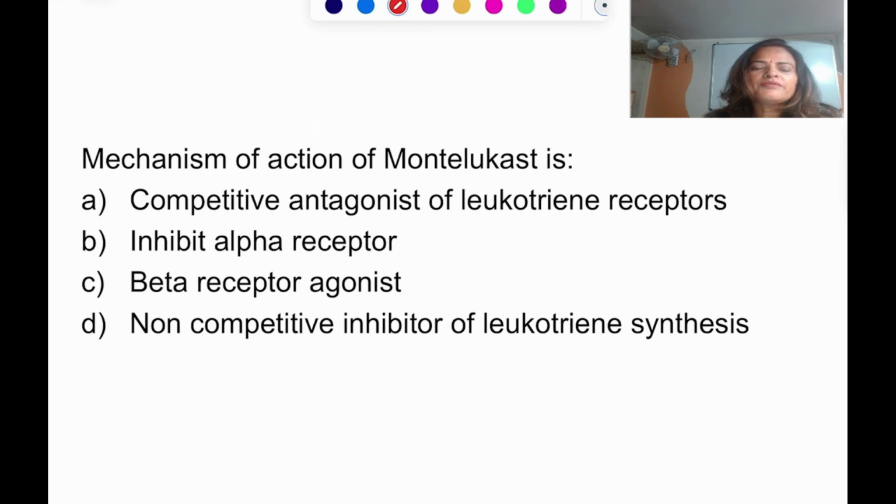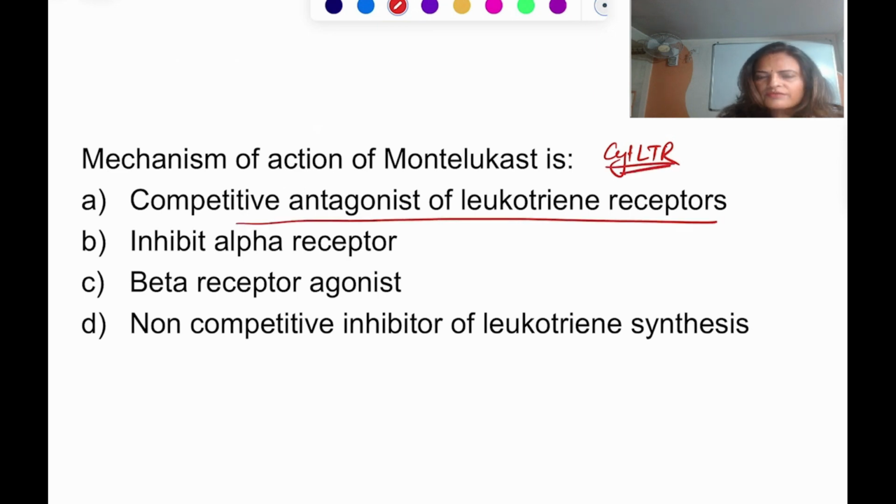Now the mechanism of action of montelukast. Montelukast, zafirlukast, pranlukast are cysteinyl leukotriene receptor antagonists. So they are competitive antagonists at the receptor, so the choice is A.